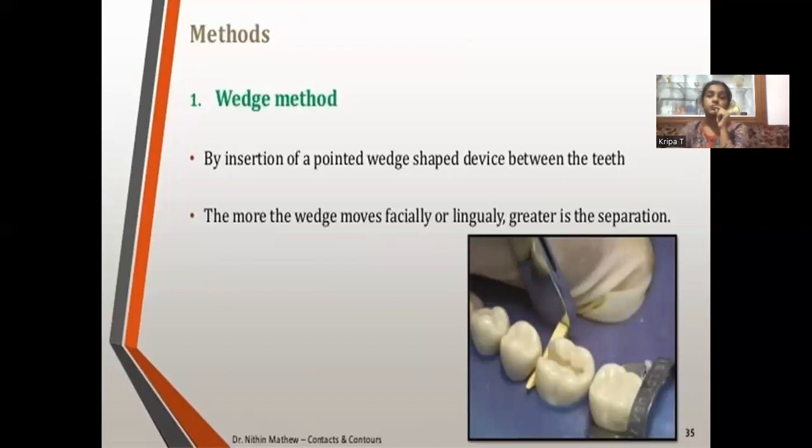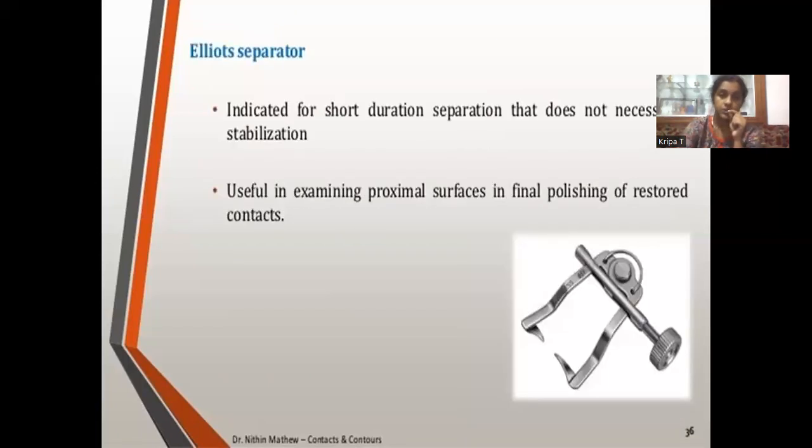The methods to achieve this: the wedge method, inserting a pointed wedge-shaped device between the teeth. When it moves facially or lingually, there is greater separation. The Elite separator is indicated for short duration separation to examine proximal surfaces in final polishing of the restored contact.